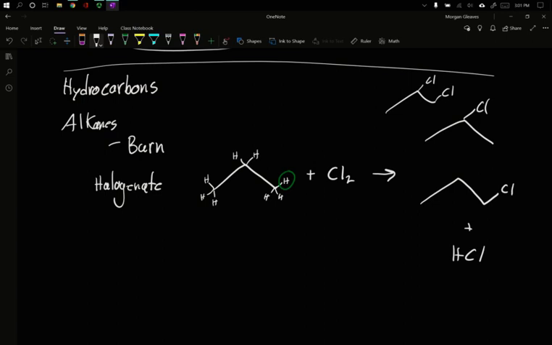Unfortunately, it means you have to have rather deadly chlorine gas. It was one of the first chemical weapons used in war. It is not friendly or safe. However, it is still used industrially because we do actually do a lot of reactions like this to small molecules.